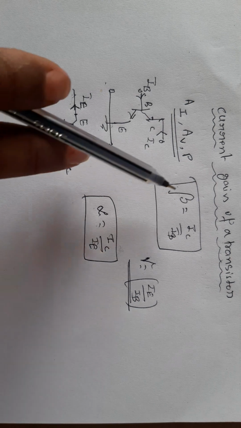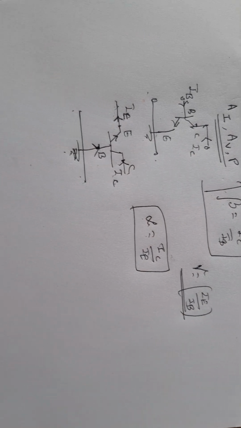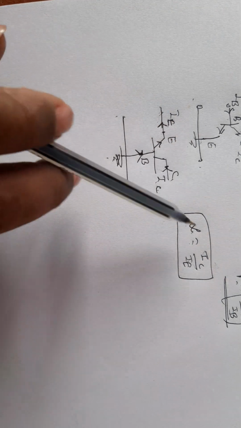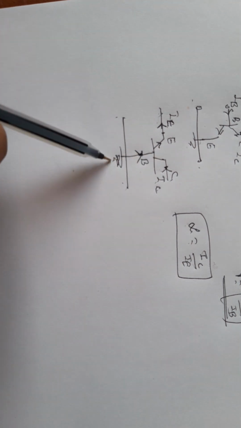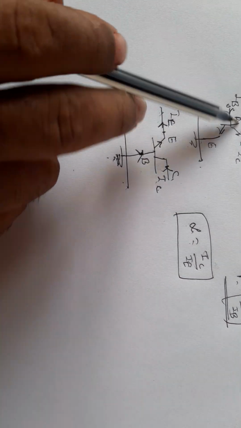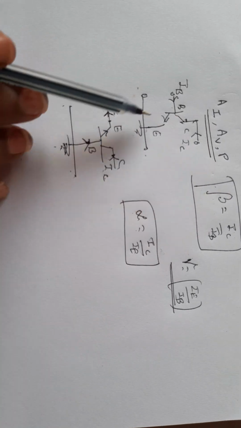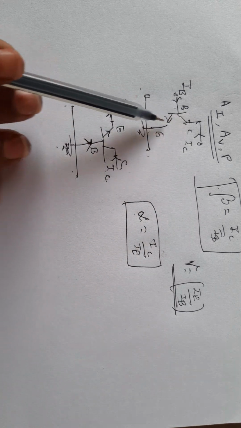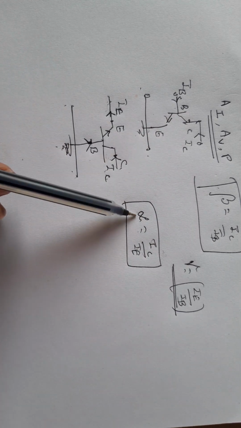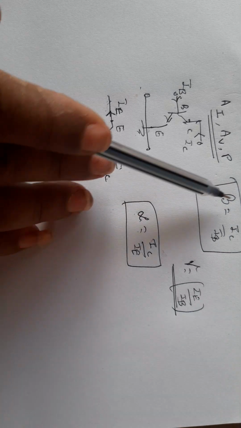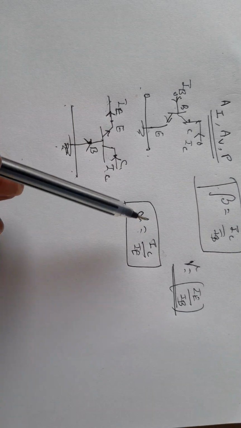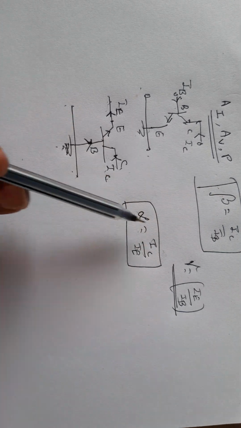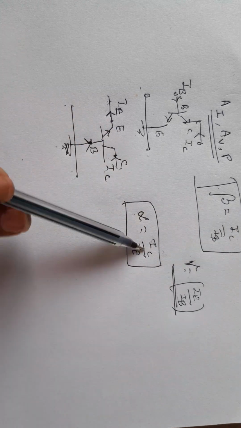Now we will discuss only beta and alpha. There is a definite relation between alpha and beta. If you know alpha, the current gain in common base, you can calculate the current gain in the common emitter mode. Or if you know beta, the gain in the common emitter mode, you can calculate the gain in the common base, that is alpha. If beta is known, alpha can be calculated. If alpha is known, beta can also be calculated. And if alpha and beta are known and any one current is known, the other current can be calculated.